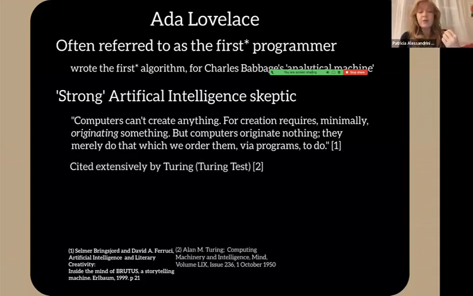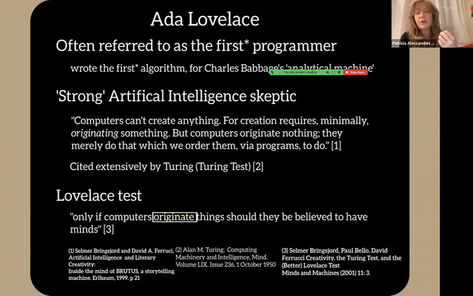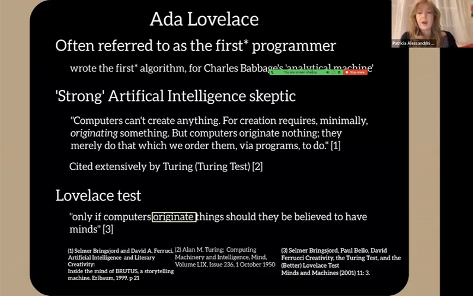But she is someone who is cited extensively by Turing in his seminal article on computing machinery and intelligence. So it's just interesting that he's having this conversation with her across time, and that her theorization is so important. So we can talk about almost a kind of a Lovelace test. Only if computers originate things should they be believed to have minds.